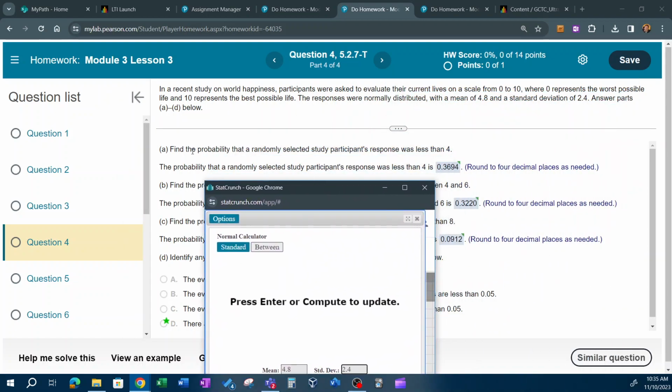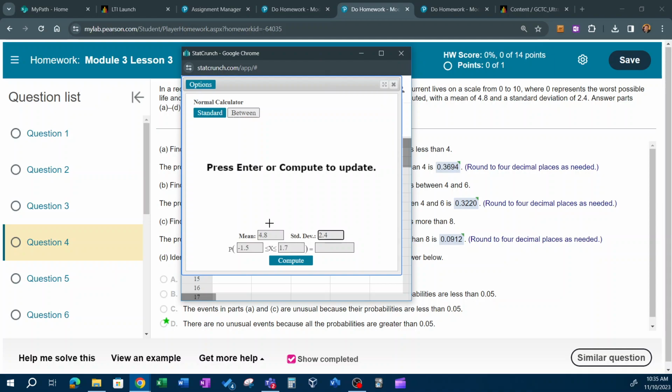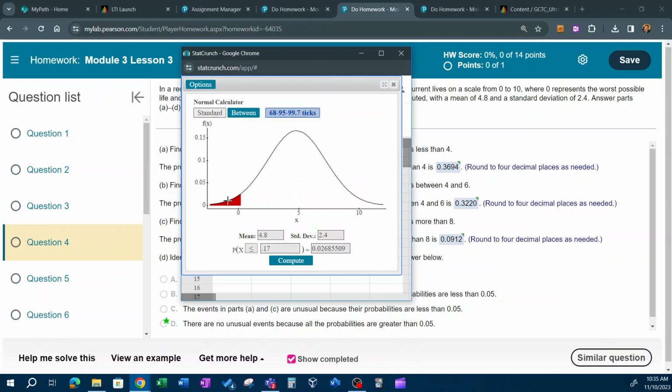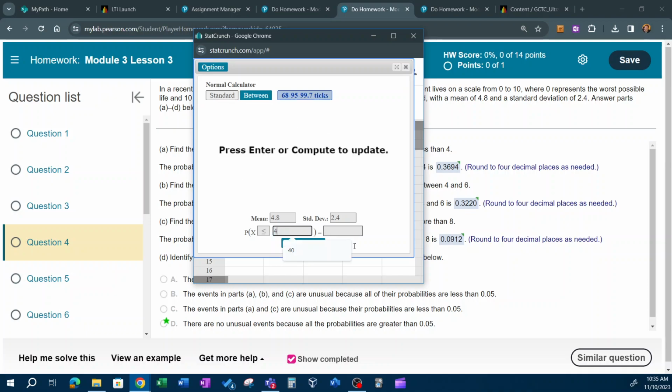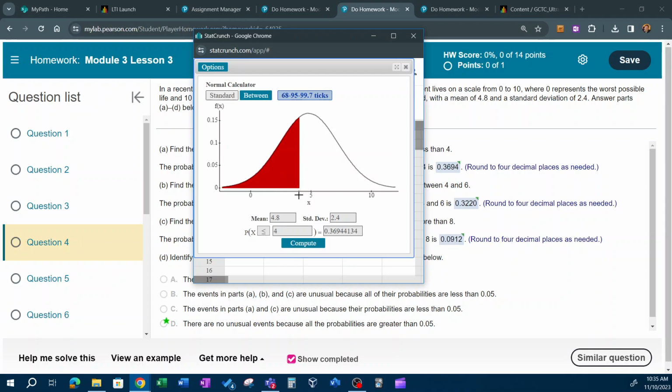Let's look at A here. Find the probability that a randomly selected participant was less than 4. Less than 4 means the shaded region is going to be on the left. This would be greater than 4, but if it's less than, it's on the left of the boundary, and then I have to put that in there. So I put 4 here. Less than 4 is this red region here.